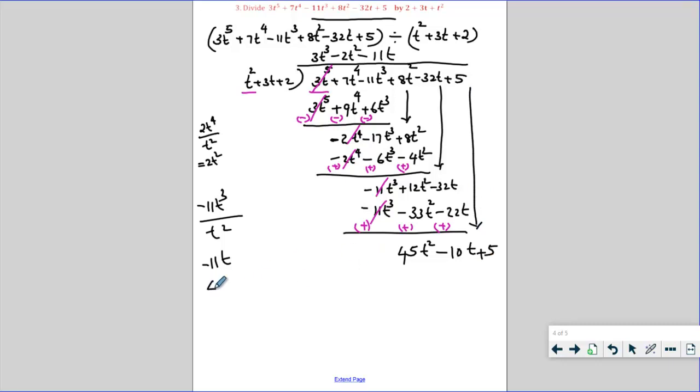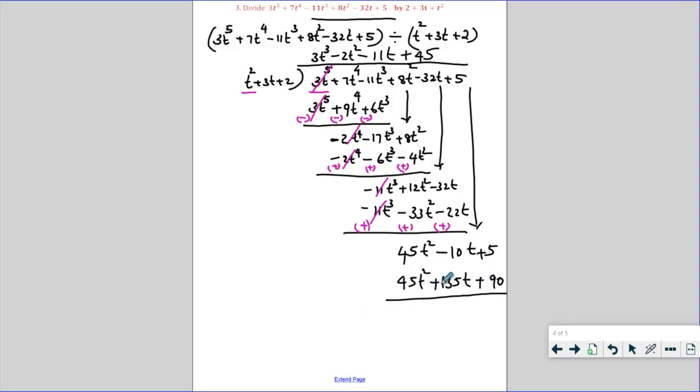Now here we can write 45t square divided by t square. t square and t square will cancel. Our answer is 45. Here the symbol is plus, so we can write plus 45. Now you have to multiply 45 into t square, that is 45t square. Now multiply 45 into 3t. 45 into 3 is 135, then you have to write t. Then 45 into 2 is plus 90. Now we can do the subtraction, so you have to interchange. Here plus becomes minus, plus becomes minus, plus becomes minus.